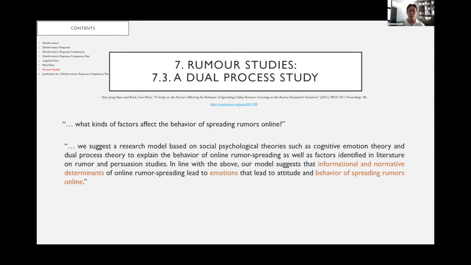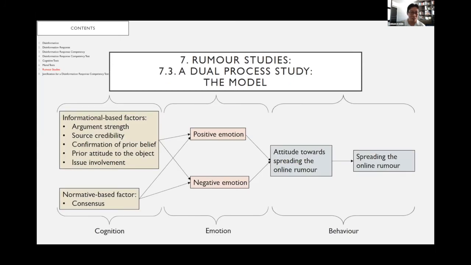This framework is in the form of informational and normative determinants of online rumor spreading emotion that in turn leads to the attitude and behavior of spreading rumors online. All the highlighted terms here, I have put into a diagrammatic representation. The arrows indicate causal factors.